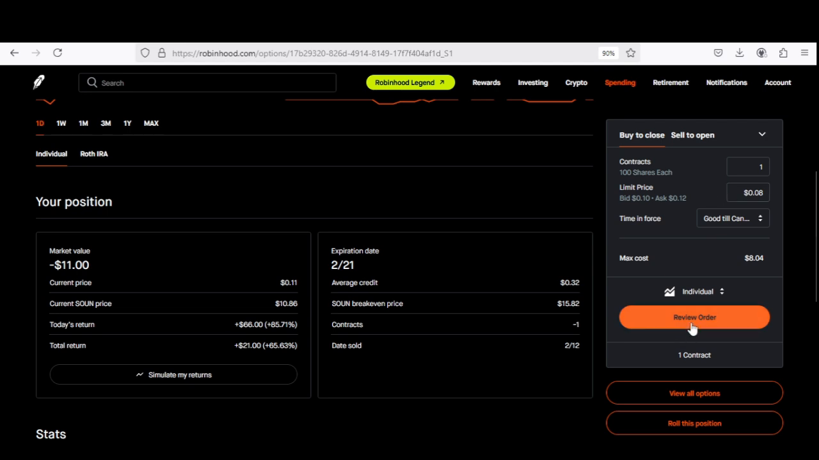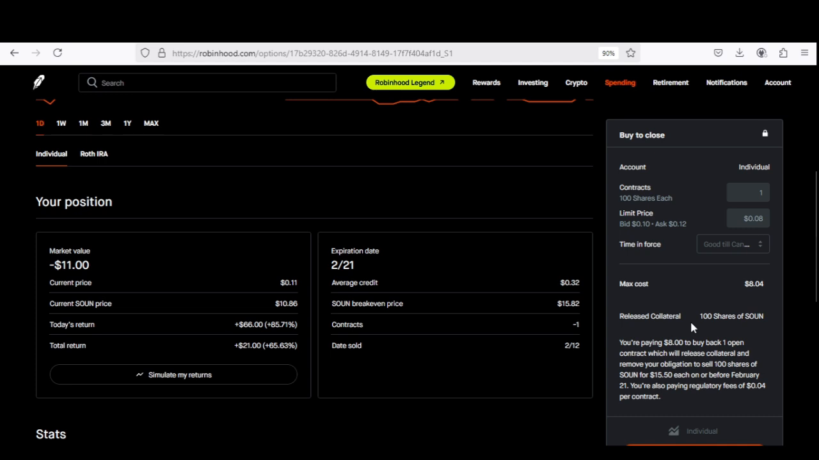Now we're going to hit review, and there we have it. Like I said, this was a sell call. So what it's telling you is that I'm willing to pay back $8 or 25% of my returns in order to exit this option strategy. So that right there is the easy way of setting a stop limit order to exit the option strategy.